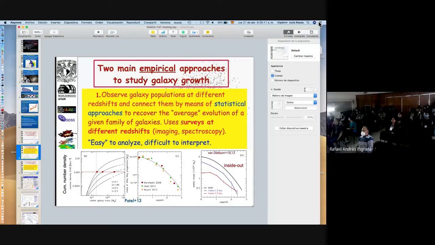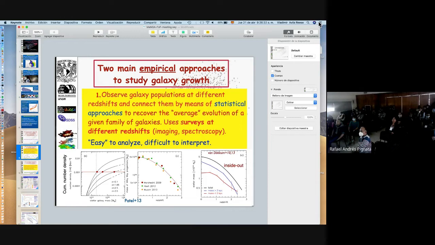Okay. There are two main empirical approaches to study galaxy evolution. I will now present some results of our group regarding the inference of stellar population evolution of the MaNGA galaxies.